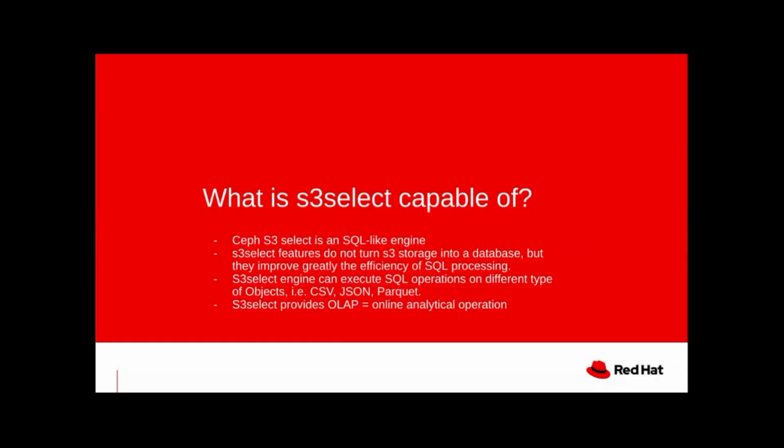Moreover, the S3 Select system is capable of processing different types of objects, such as CSV, JSON, and Parquet. And Parquet is a unique structure, and we're going to discuss this kind of format, the Parquet format, later. And we must note also that the same engine is processing these different object types.